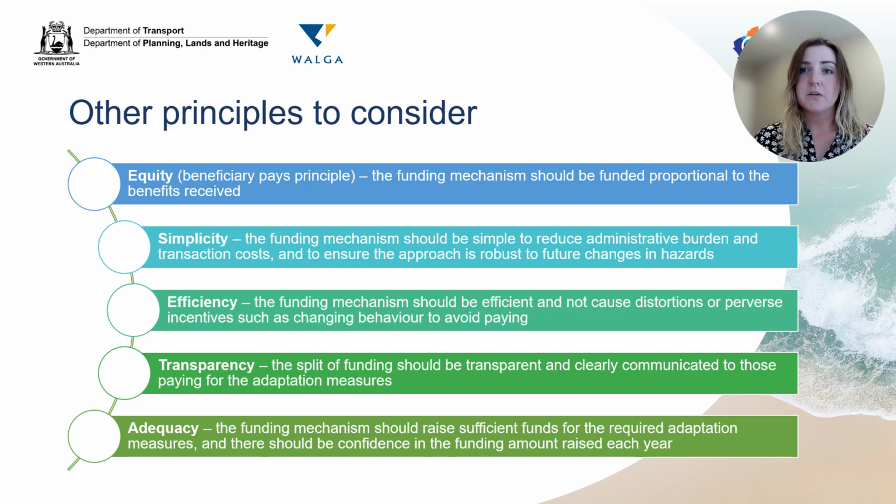You also want to consider efficiency, so the funding mechanism should be efficient and not cause distortions or perverse incentives, such as leading to changing behaviour to avoid paying. You also want to consider transparency, so making sure that the split of funding is transparent and easily communicated to those who are paying for the adaptation measures. And finally, adequacy, so you want to make sure that the funding mechanism is actually going to raise sufficient funds for the required adaptation measures, and that you're going to get the same funding amount in each year if you're raising the money annually.